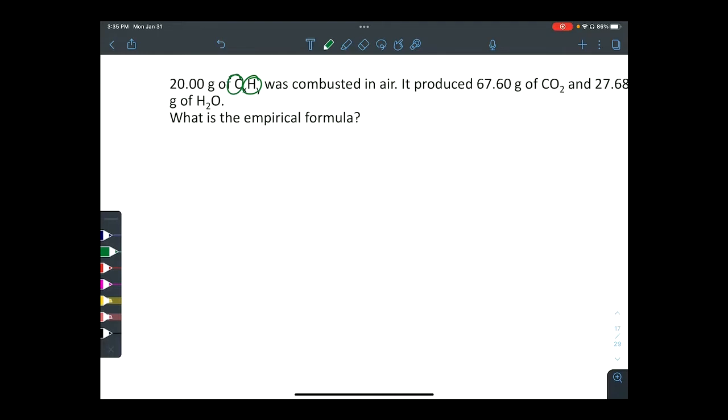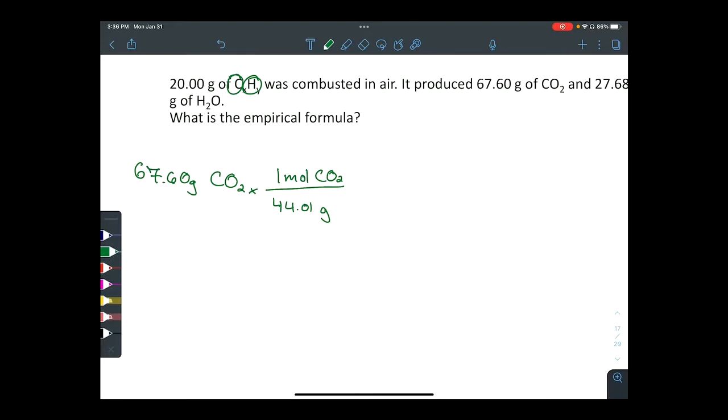So we start with 64.60 grams of CO2. How do I get that to moles of CO2? Molar mass. So the molar mass of CO2, I'll just tell you, is 44.01 grams, is 1 mole of CO2. Is that moles of carbon yet? No. So how do we get to moles of carbon?